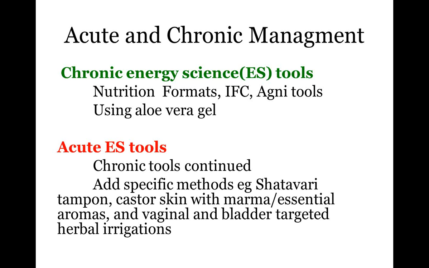But the chronic management, that is when you're not in flare, revolves around nutritional formats, incompatible food combinations that we'll talk about after a bit, Agni tools, that is helping improve Agni so that Ama is removed from the system, and using aloe vera gel.